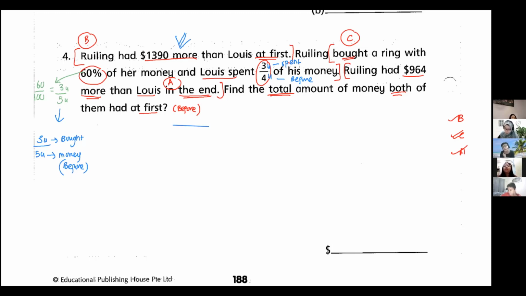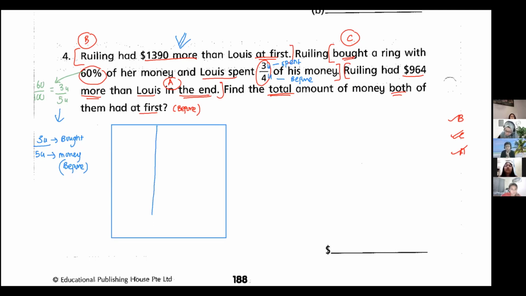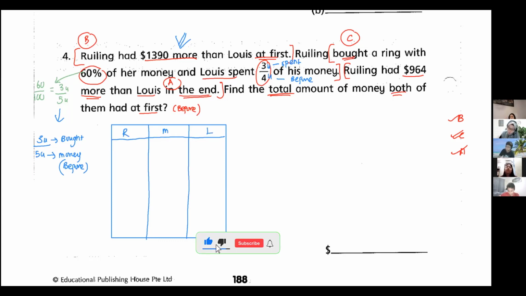So how are we going to draw the box? It looks like this. So I'm going to save a bit of space because this question is going to be lengthy. There are many steps to this question due to the comparison. Okay, cut it up into 3 columns like this. Why 3 columns, you might ask? One is Ruiling, one is Louis, then another one is the more. The more has its own units, its own column. Whose more is this? This is Ruiling's more. Okay, then I'll have my before, my change, and my after. Don't copy, okay? Look at this first.